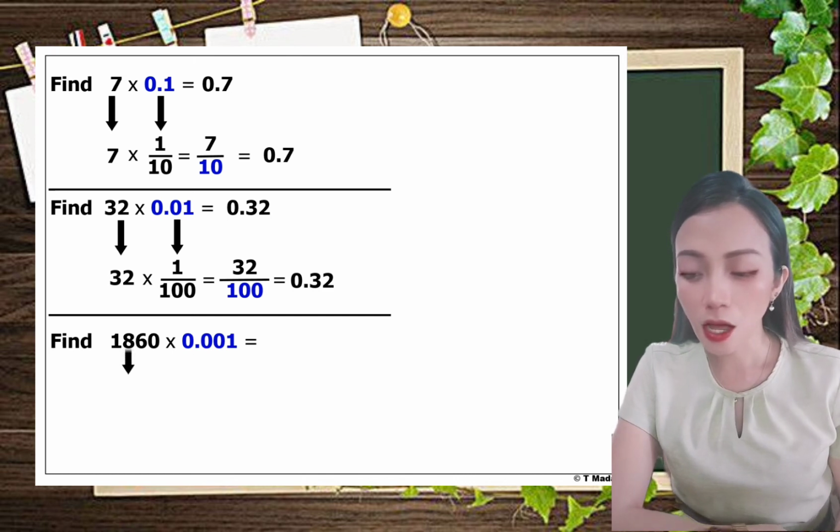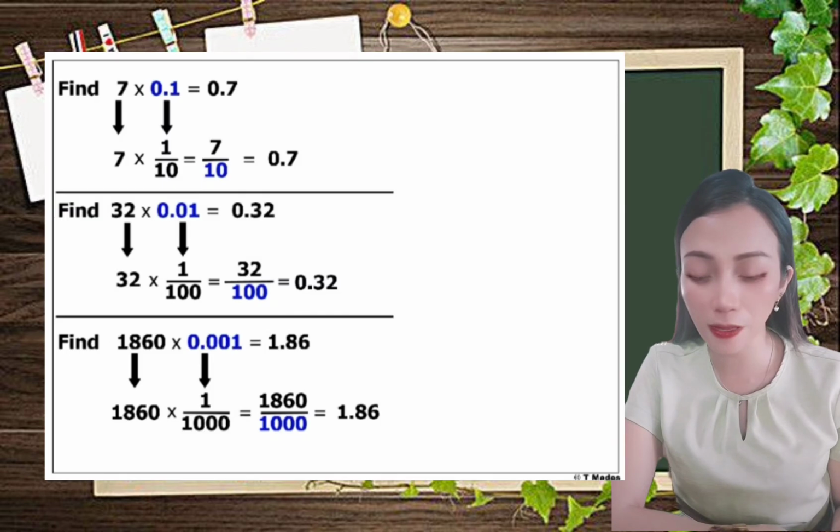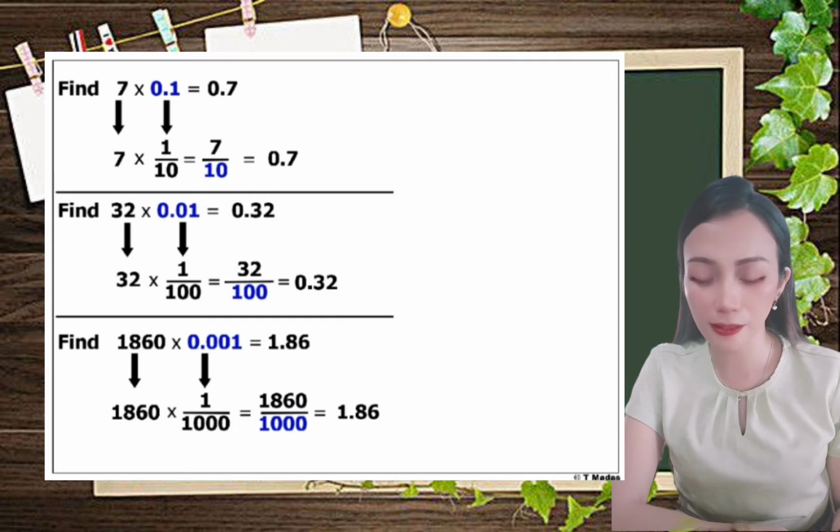So that is, rewrite 1,860 times. So that is equivalent to 1 over 1,000. Remember, there are 3 decimal places. So that is equivalent to 1,000. And then, let us multiply 1 times 1,860 and copy the denominator, which is 1,000. So therefore, that is equal to 1.86.